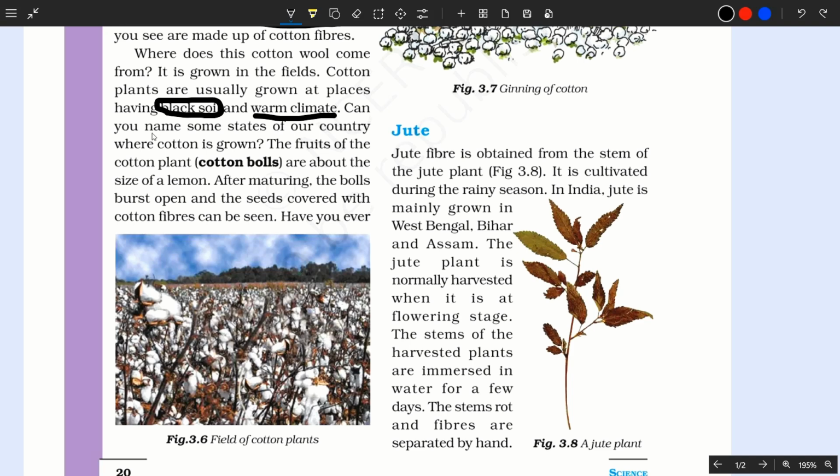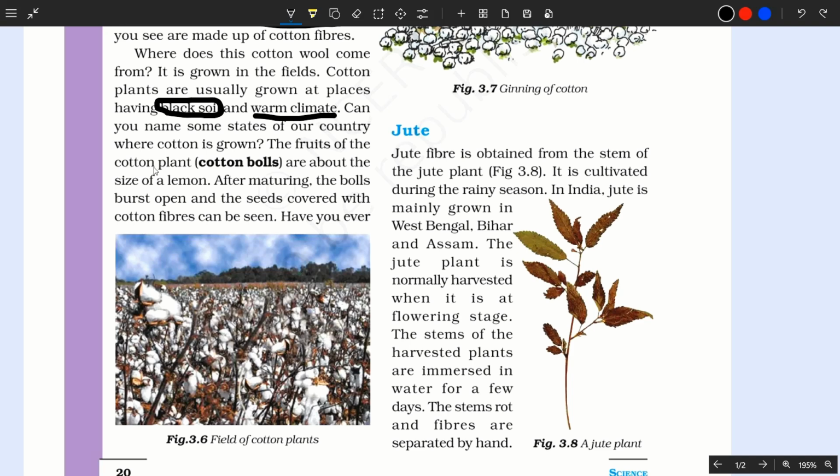Can you name some states of the country where cotton is grown? Take this as an activity. Just collect some information about where cotton grows and which states you can mention, or a country, and tell me in the comment box also. Okay, try to do this activity.